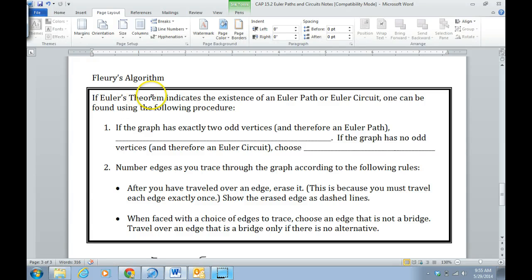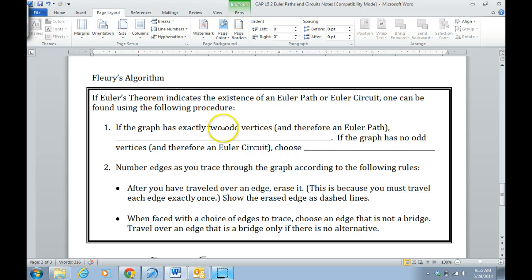But anyway, if Euler's theorem indicates the existence of an Euler path or an Euler circuit, one can be found by using the following procedure. So instead of just guessing and checking, there are some ways of making it a little easier for you to find it so it won't take you so much time. So I'm going to share these with you so you can use them for your homework.